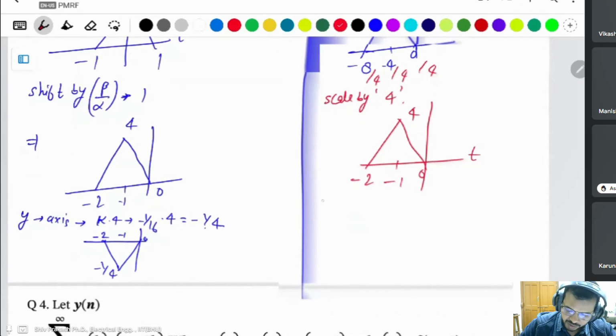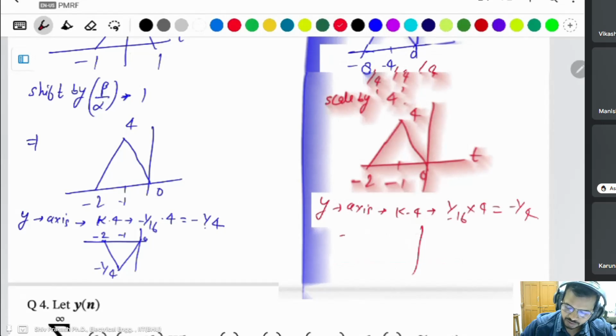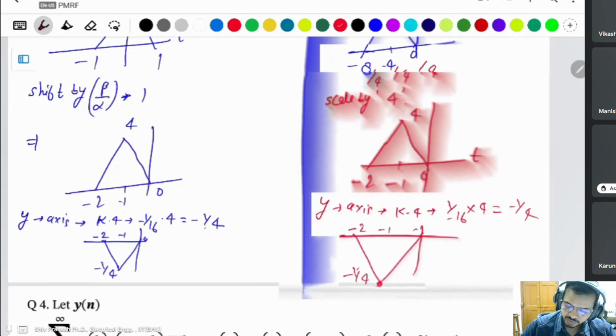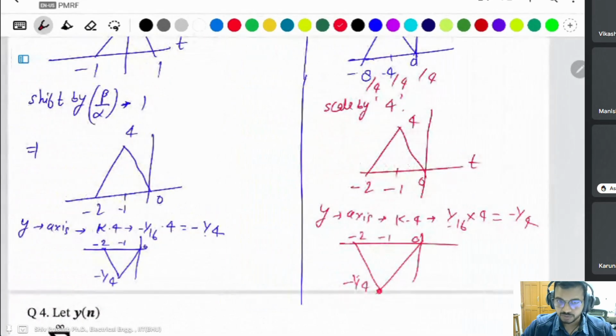Then after we have applied the y-axis operation, k into 4, same thing, minus 1 by 16 into 4 is equal to minus 1 by 4, and the whole signal is shifted to the downside. This value is minus 1 by 4, this will be minus 2, minus 1, and this will be 0.